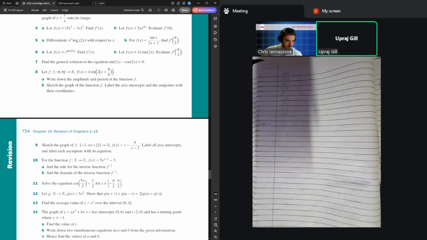Two x natural log of x plus x. Yes, that's it. Nice and easy. Product rule.